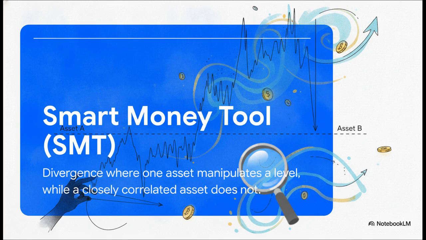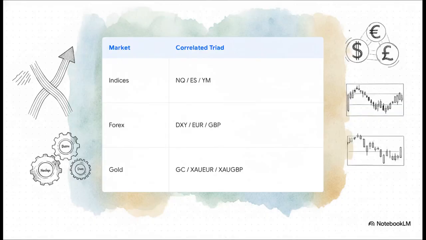It's our absolute ultimate confirmation signal that a manipulation has just occurred. And this brilliantly illustrates exactly what we're looking for. To easily spot these divergences, you should view correlated markets as a triad. So if you trade indices, you are comparing the NASDAQ, the S&P 500, and the Dow. In Forex, it's the dollar index, the euro, and the pound. And for gold, it's the GC futures, gold priced in euros, and gold in pounds. So if the S&P sweeps a low but the NASDAQ refuses to follow, there's your SMT. That is your big green light indicating a reversal is highly probable.